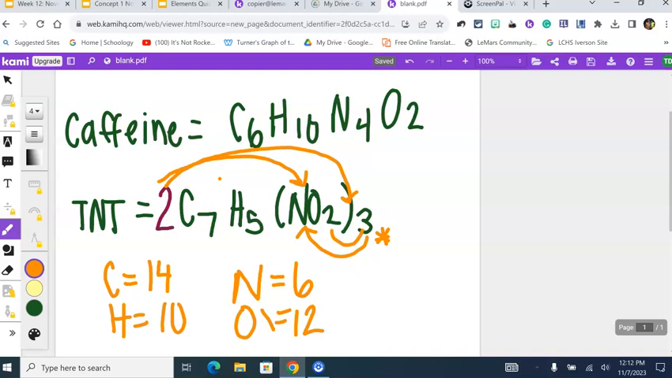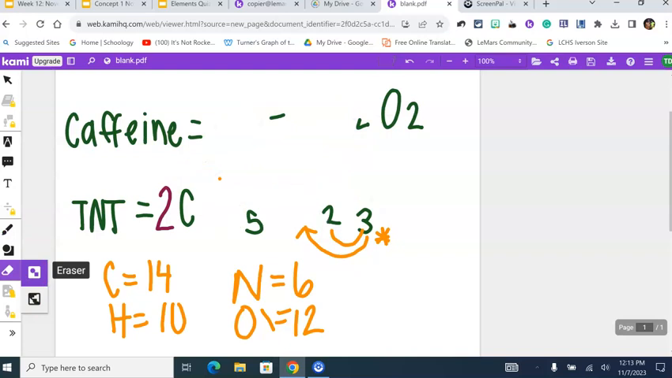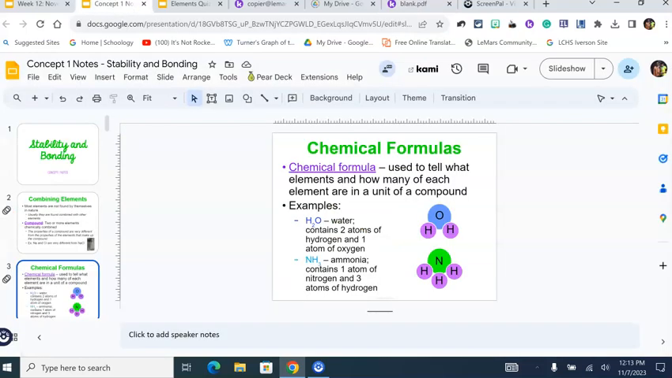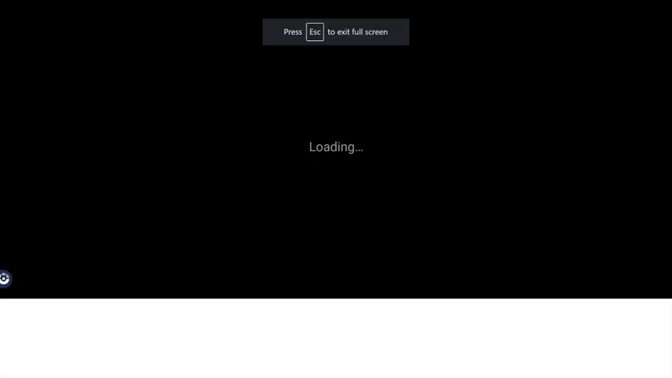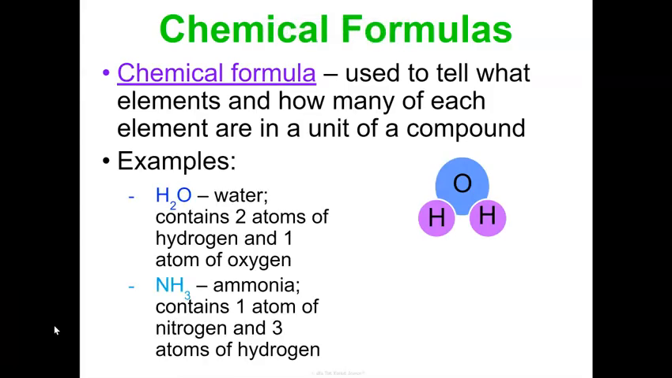Okay. Quick lesson in counting atoms, because you're going to have to do that. Oh, probably tomorrow. Okay. Did everybody get these? All right.